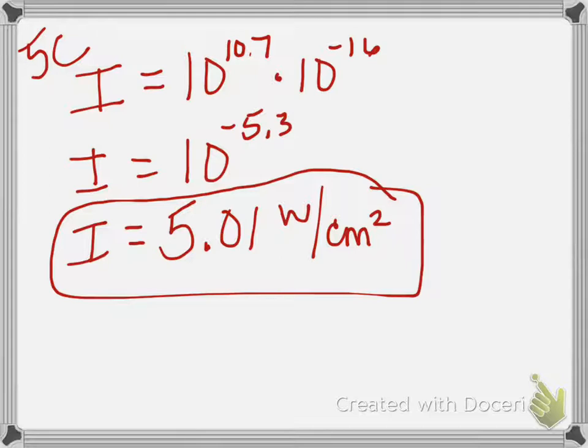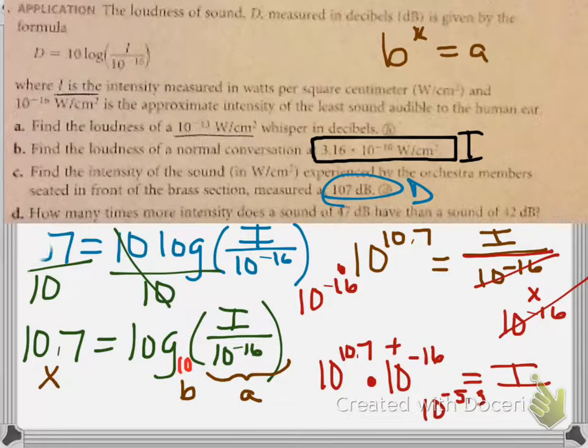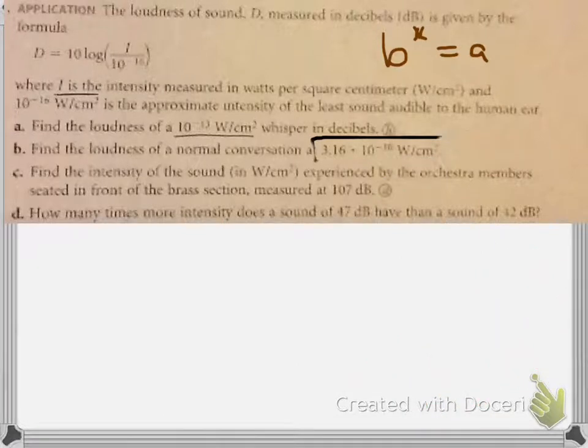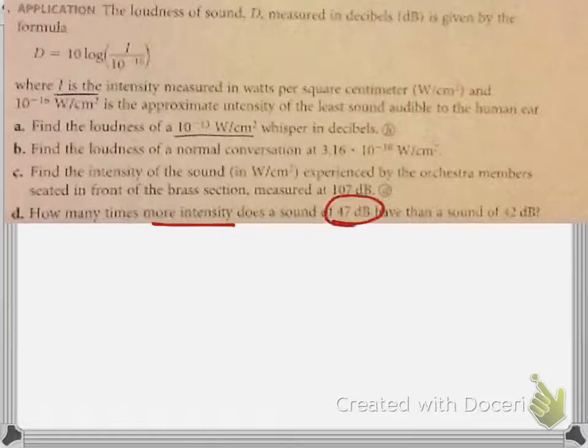5D is similar. It's asking us to compare two sound intensities. So one that's 47 decibels and one that's 42 decibels. So let me go back here so we can look at the actual question. For D, it says, how many times more intensity does a sound of 47 decibels have than a sound of 42? So in this case, we'll have to find the intensity for both sets of decibels, 47 and 42, and then we can compare the two numbers.